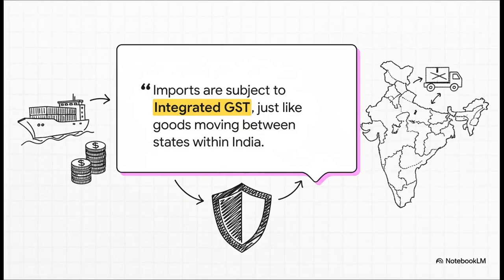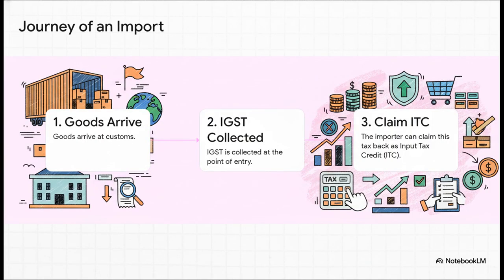So what does that mean in practice? Well, it means imports get hit with a tax called integrated GST, or IGST. It's the very same tax that applies when goods cross state lines inside India. And that's how the system creates that level playing field we talked about. So here's the journey of an imported product. First, the goods land at customs. Second, that IGST is calculated and collected right there at the border.